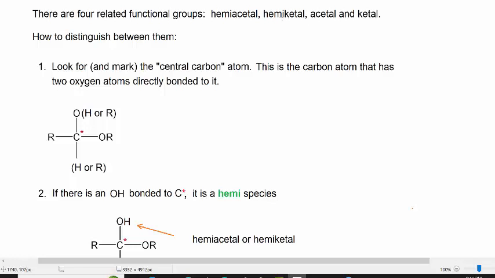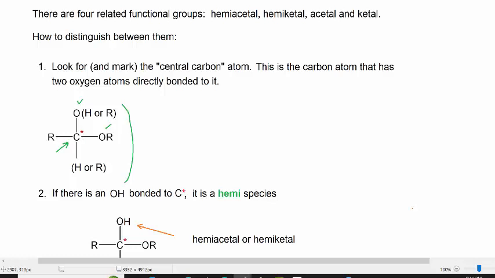Well, the first step is to find the carbon that's directly attached to two oxygen atoms. That carbon we'll call the central carbon. We'll also call it the head carbon. And you want to mark it. Now, in our example here, you can see that this carbon is bonded directly to the two oxygens here. This is the central carbon, that's why I have a red star.